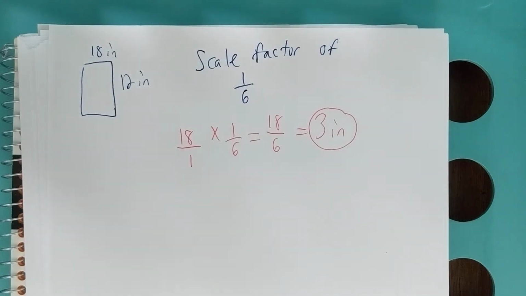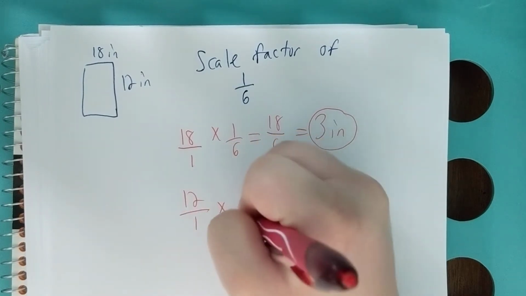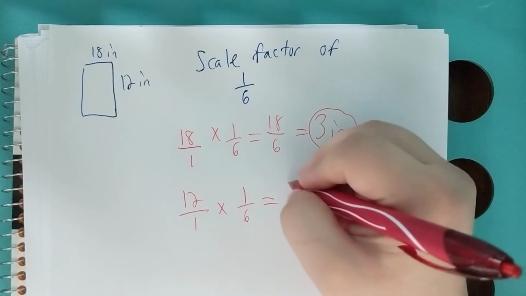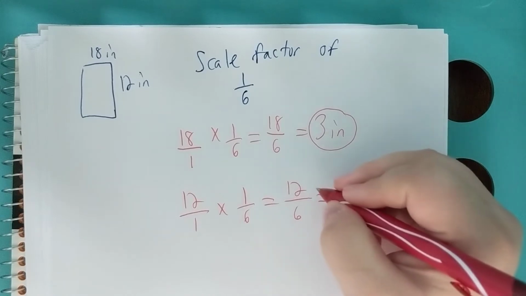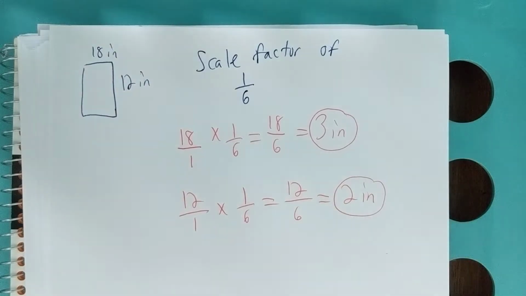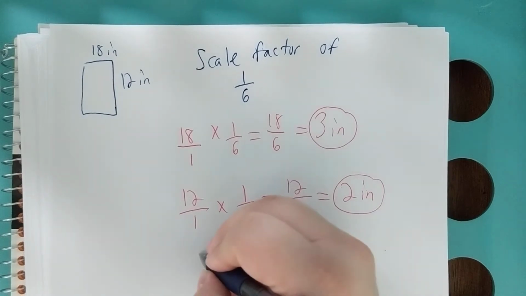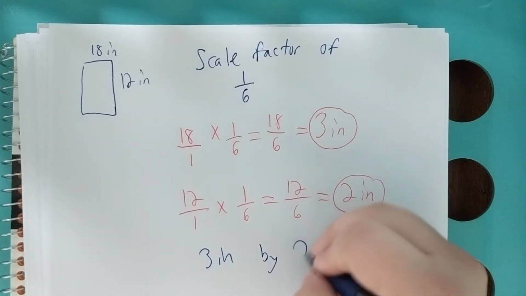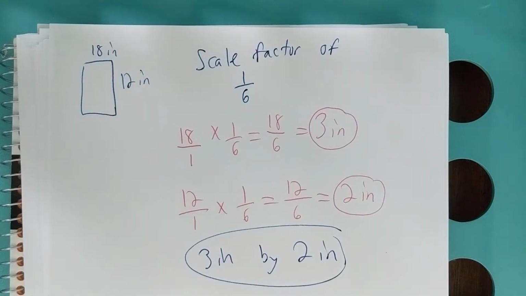I'm going to do the same thing with the other side. I'm going to do 12 over 1 times 1/6. 12 times 1 is 12. 1 times 6 is 6. 12 divided by 6 is 2 inches. So my final answer would be 3 inches by 2 inches. So that's how I would do number 1.